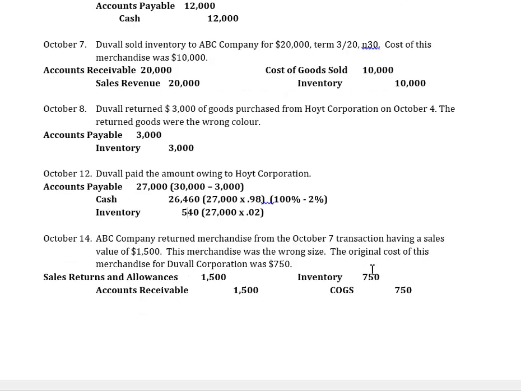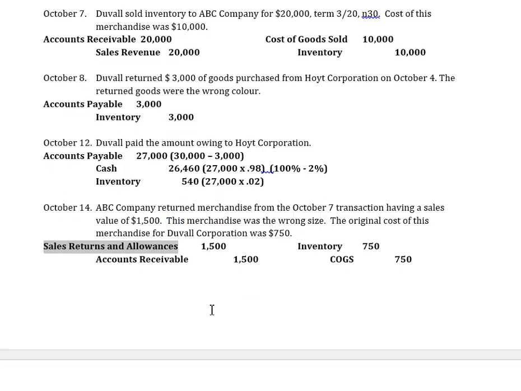So now what happens on the 14th is our customer, ABC Company, returns some of the merchandise they bought because it was the wrong size. So we shipped them the wrong size. So we had in our records that we were going to charge them $1,500 for the goods that they returned. Remember what happened? On October the 7th, we set up a receivable of $20,000, but $1,500 of that stuff is being returned. So we're going to reduce our accounts receivable, the amount of the receivable we expect to get from ABC Company, by $1,500, and we're going to debit it because we want to track our sales returns and allowances. We're going to debit it to sales returns and allowances, which are $1,500.